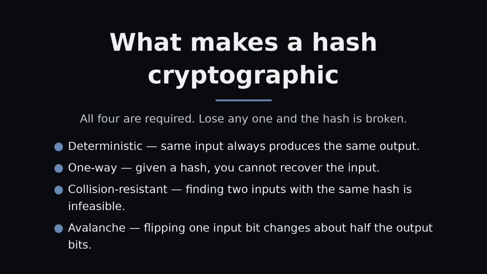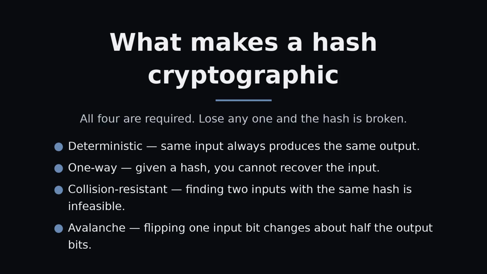A useful cryptographic hash function has four properties, and you need all four. First, deterministic. Feed it the same input, and you always get the exact same output. Second, one-way. Given just the hash output, you cannot work backward to find any input that produced it. The function is easy to compute forward and computationally infeasible to reverse, just like the trapdoor functions in episode 2.